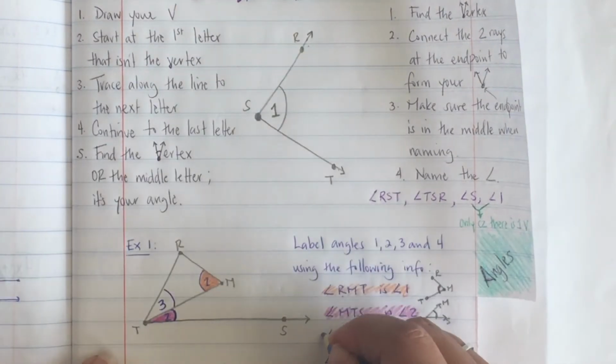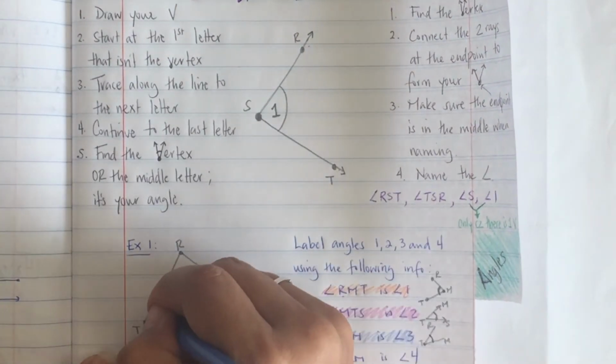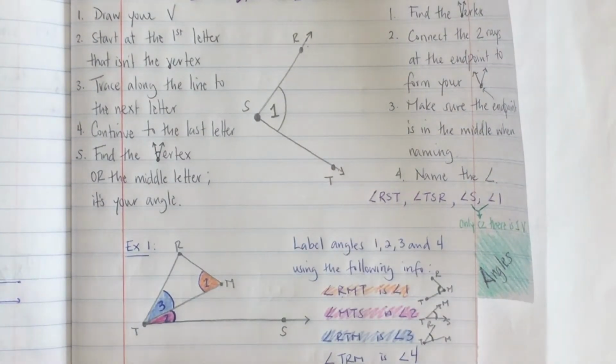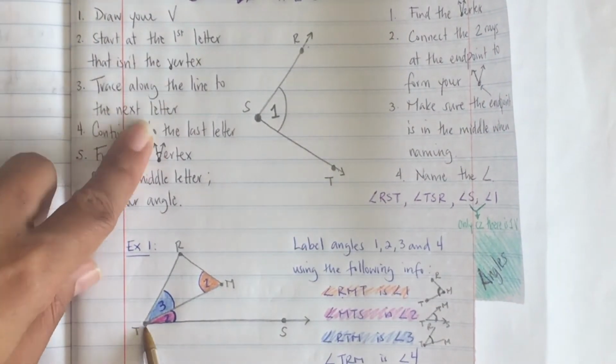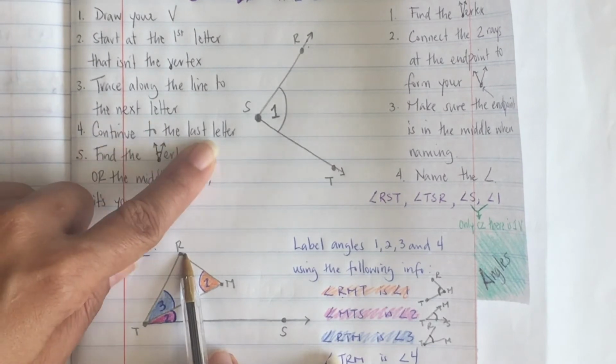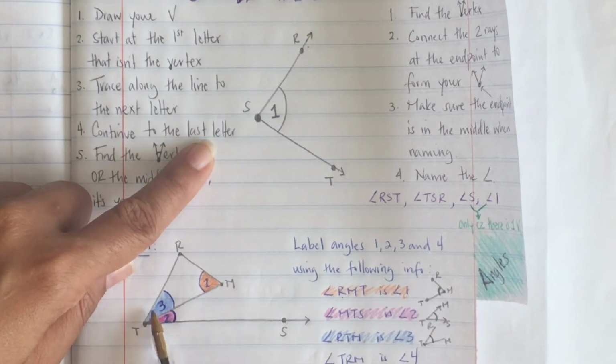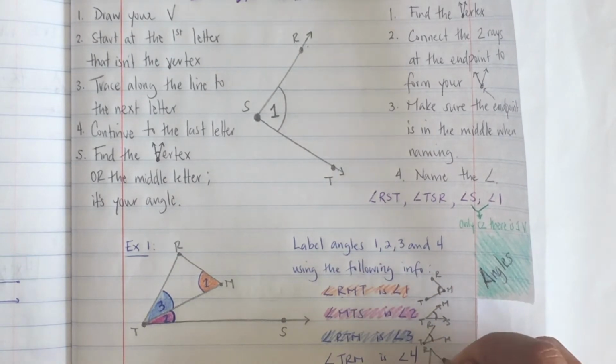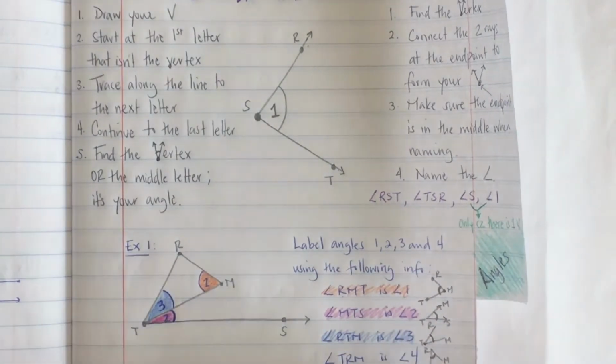Then finally, angle TRM. So again, start at the first letter that isn't the vertex. Trace it to the next one and then on to the last one. Find your V. So TRM. Where's the V? Right where the R is. Okay. So that's angle 4.